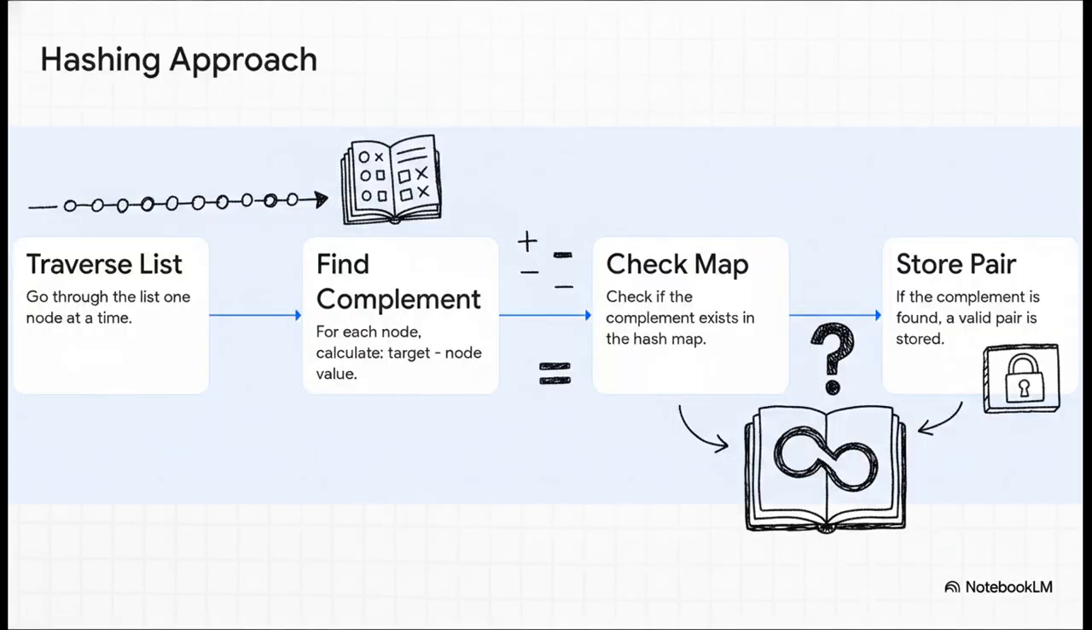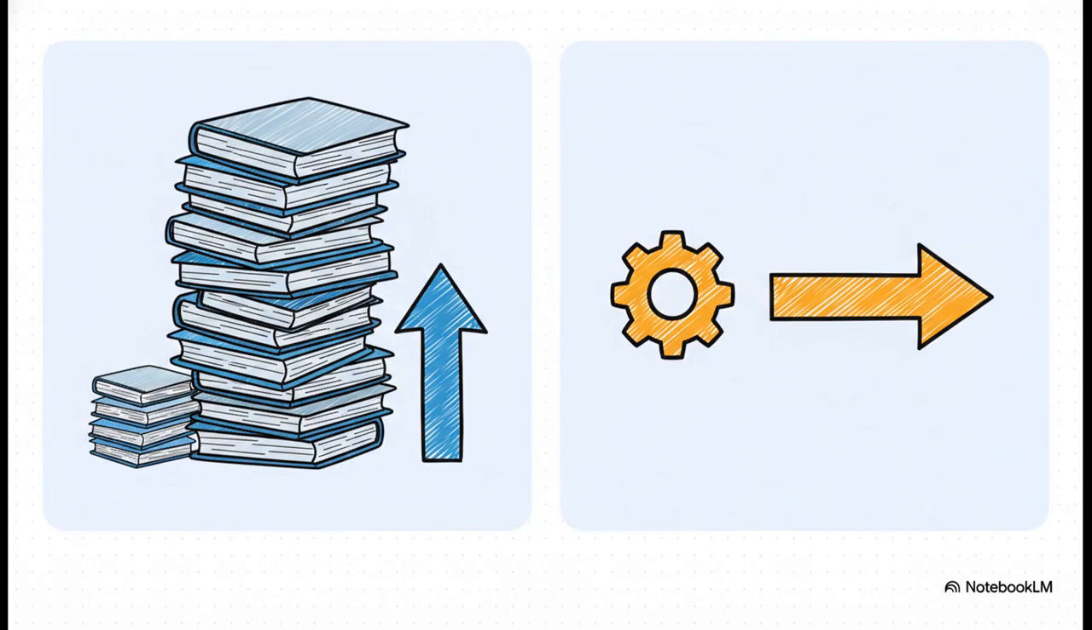Well, one pretty common way to do it is with something called hashing. You can think of a hash map as like a little notebook. As you walk through the list, one number at a time, you calculate its complement. That's the other number you'd need to hit the target. Then, you just peek in your notebook. Have I seen that complement before? If the answer is yes, boom, you found your pair. If not, you just jot down the current number in your notebook and move on to the next. It's a solid method for sure. It works. But there's a catch.